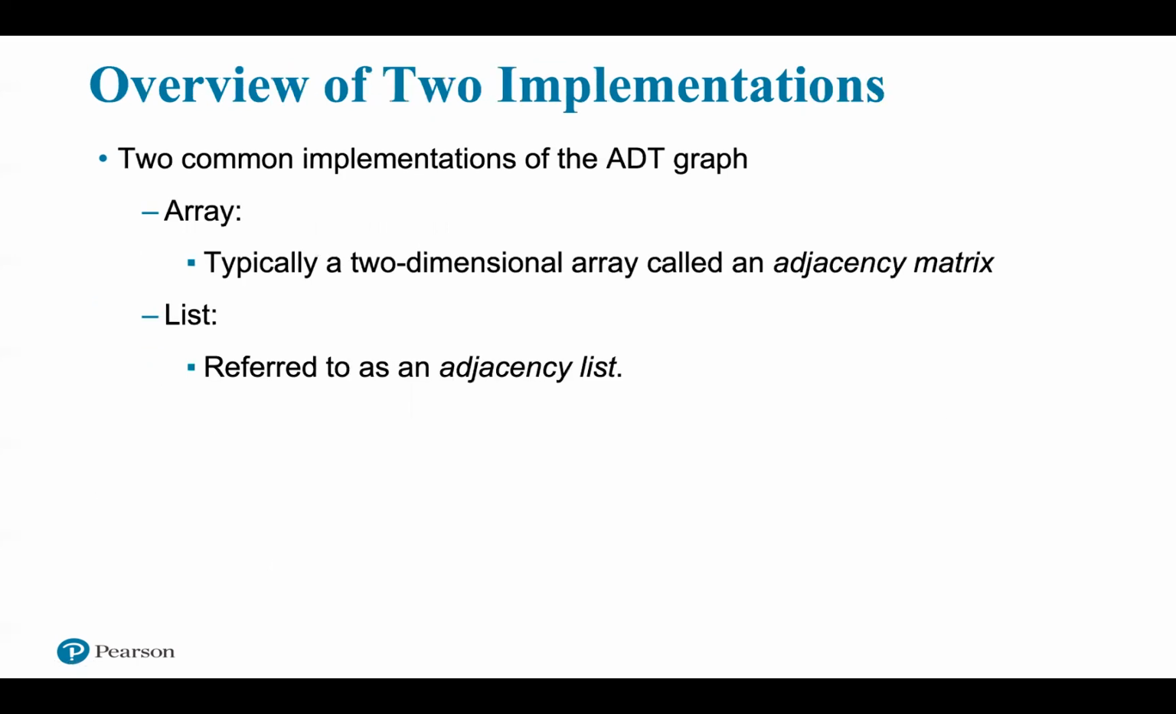So let's have an overview of two implementations. Two common implementations of the ADT graph use either an array or a list to represent the graph's edges. The array is typically a two-dimensional array called an adjacency matrix. The list is called an adjacency list. Each of these constructs represents the connections, that is, the edges among the vertices in the graph.